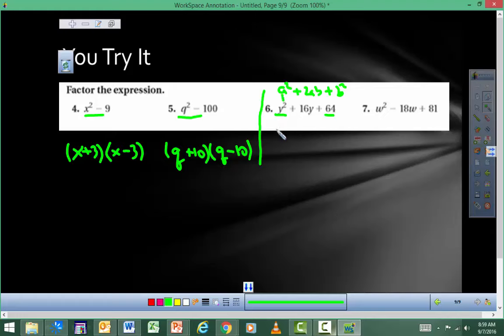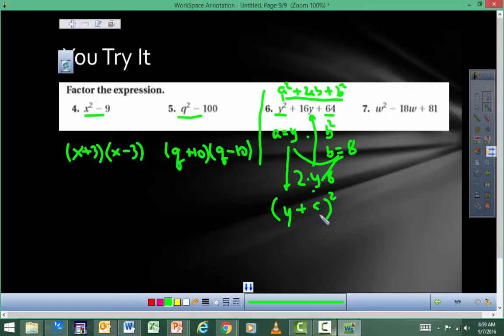If this is my a squared right here, then what's a equal to? And you say y. And if this is b squared, then what's b? You say 8. And if we multiply these two together and we double that, we have 2y times 8. We do get 16, which is in the middle. And that means you do have this pattern here. And so you can go immediately to the step where it's a perfect square. And what goes in here? y plus 8. There you go. You found it already. And it's the y plus 8. So y plus 8 goes in here.